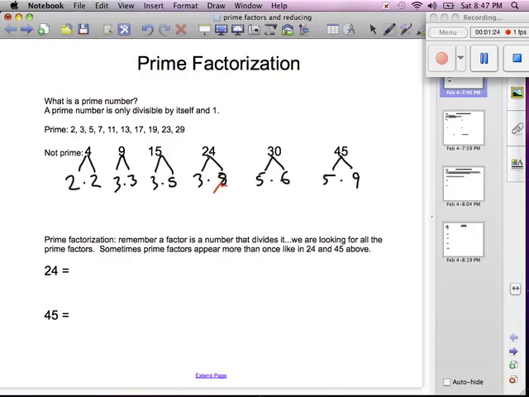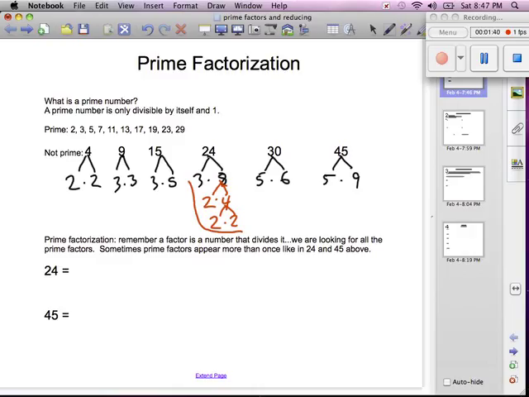So let's go back to 24, 30, and 45 though, because I said 3 times 8 is 24, but that 8's not prime. So let's see if we can divide that again. 2 times 4 is 8. Oh, but 4 is not prime either, so let's do that again. Okay. Now these are all prime. 3 times 2 times 2 times 2.